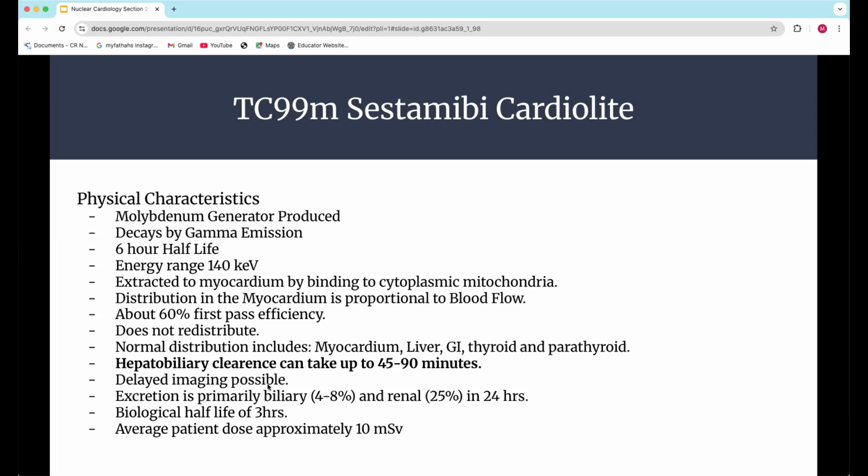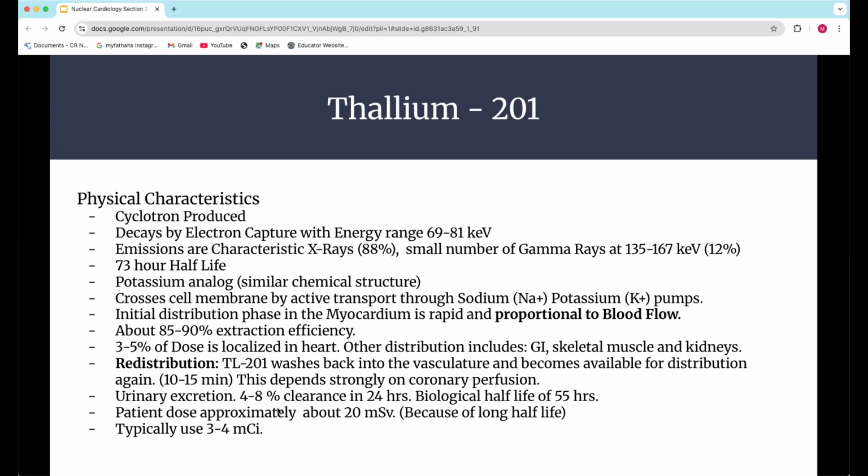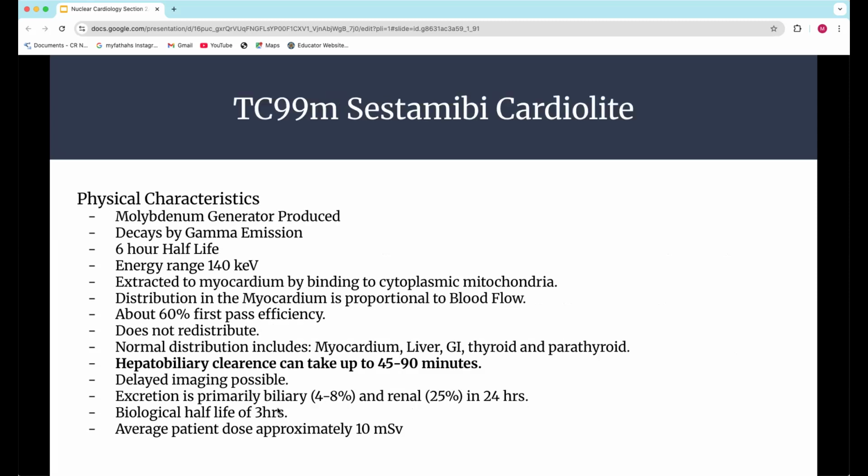Excretion is primarily biliary and renal. That kind of gives some percentages. Biological half-life is 3 hours. So you remember on our last one, your biological half-life was 55 hours on thallium. This is 3. So this is awesome. This one, that biological half-life, comes down to about half of what the regular half-life of tech is. And because of that renal excretion, it gets it out a lot faster.